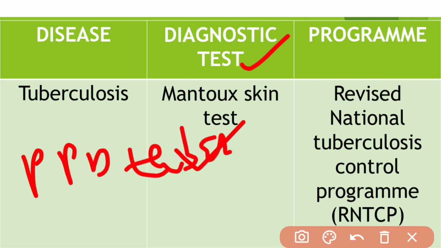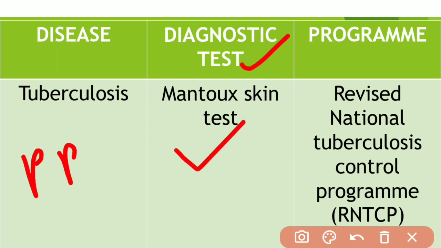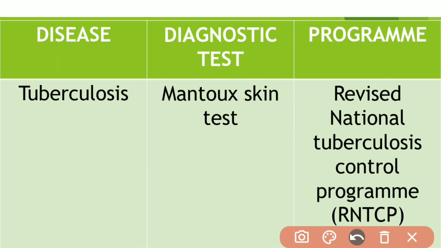tuberculin, and this small amount of substance is injected into the skin of the forearm, and if there is the start of an infection it leads to a hard red bump on the skin, which indicates that there is an infection of tuberculosis, and this tuberculosis is caused by Mycobacterium tuberculosis.